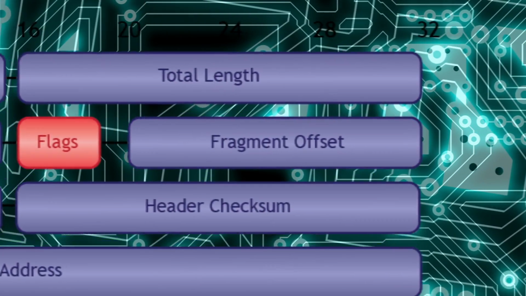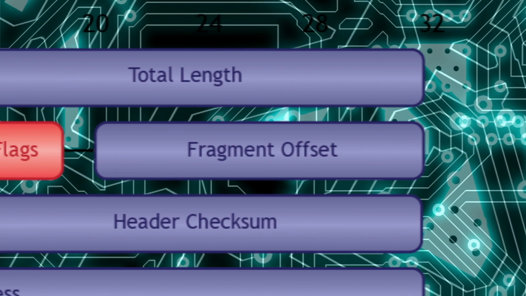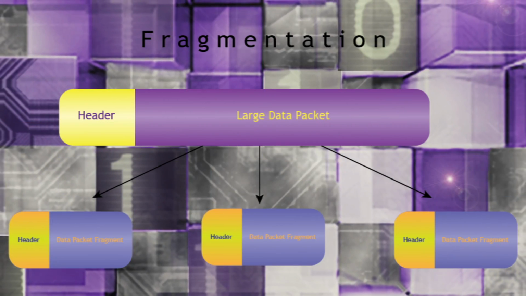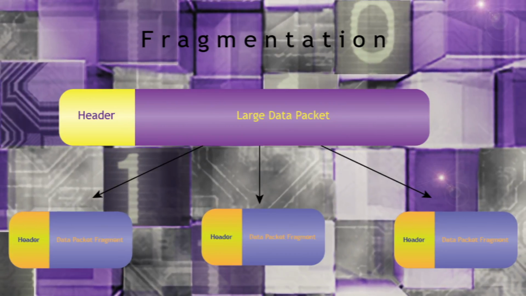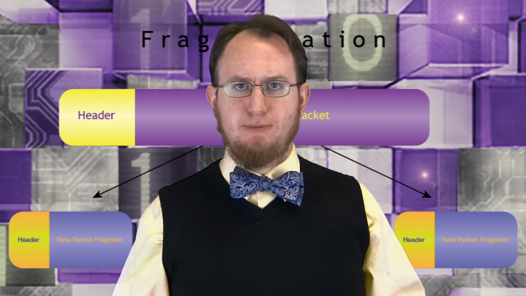The next field is the fragment offset. If this is an unfragmented packet, or the first of a fragmented packet, this number is 0. If not, this says what byte in the original packet this fragment starts at, so it can be reassembled correctly later. And that's the end of the fragmentation section of the header.